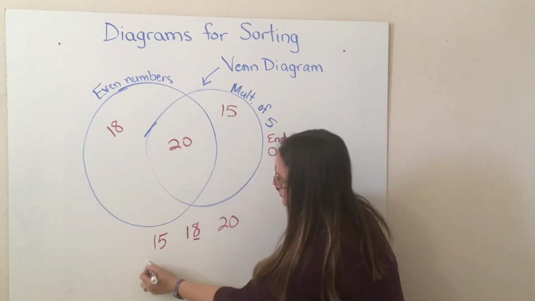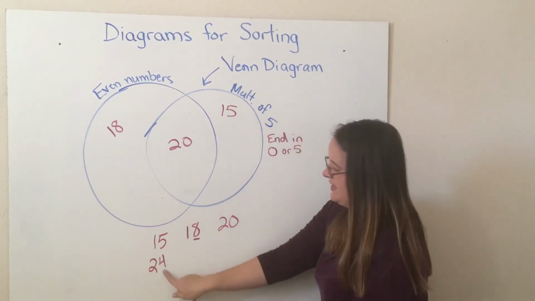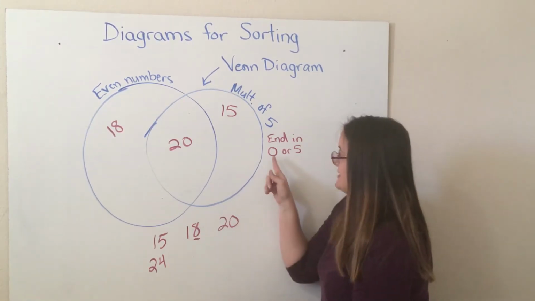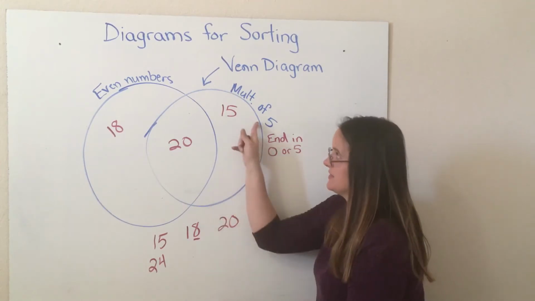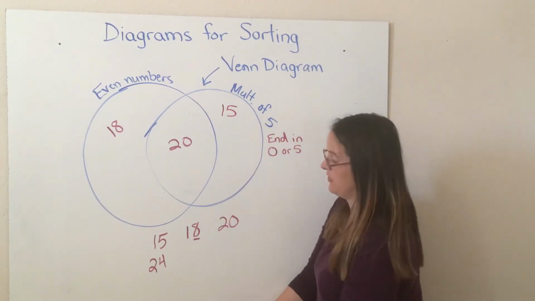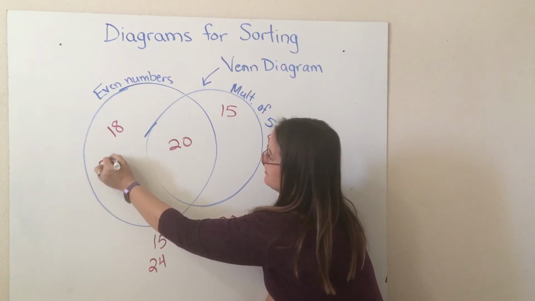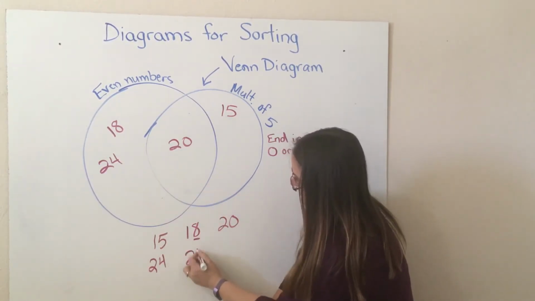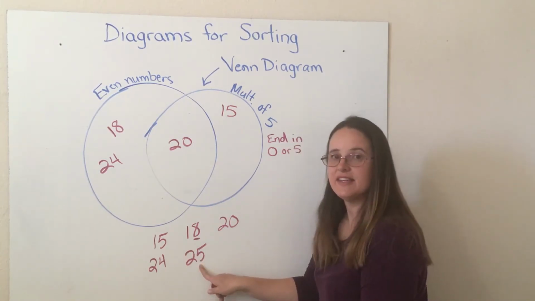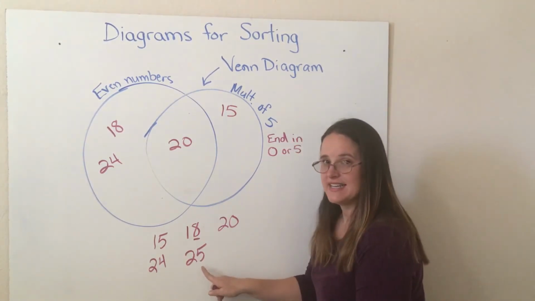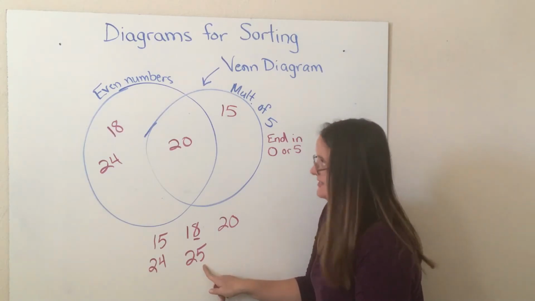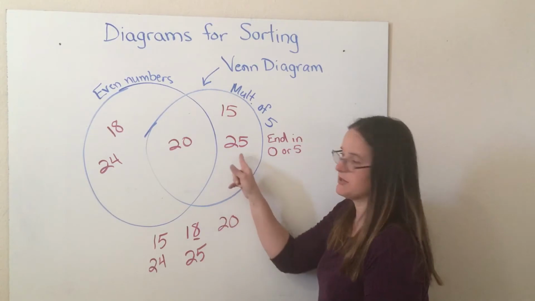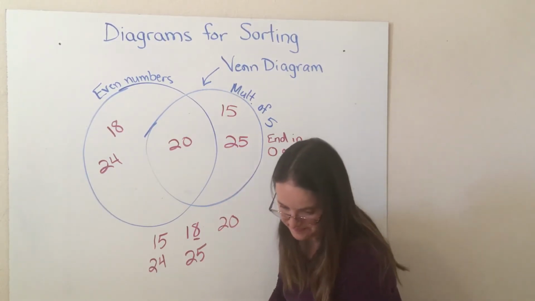Our next number is 24. It ends with a 4. Is it even? Yes. It does not end in a 0 or 5. So is it a multiple of 5? No. So 24 will go over here. And 25. Is it even? No. Does it end in a 0 or 5? Yes. So it is a multiple of 5, but it is not an even number, so it belongs over here.